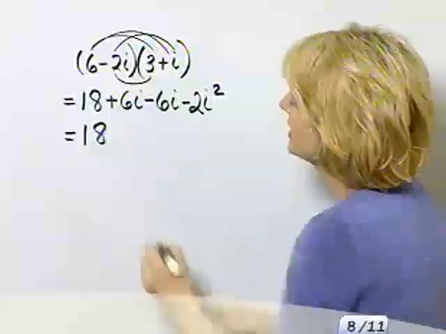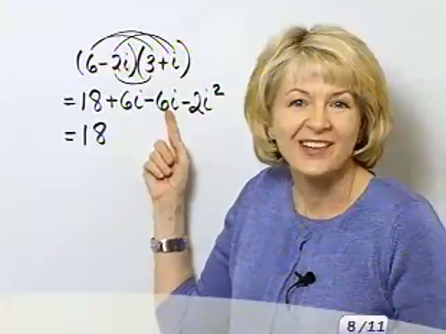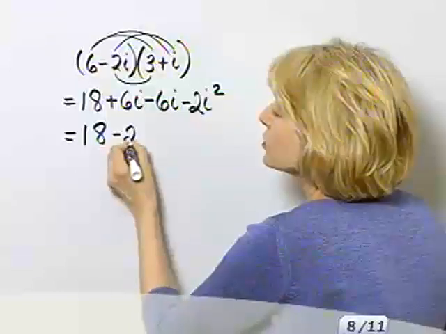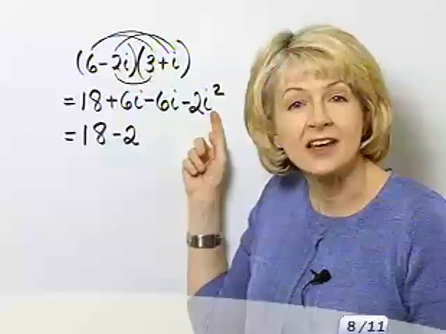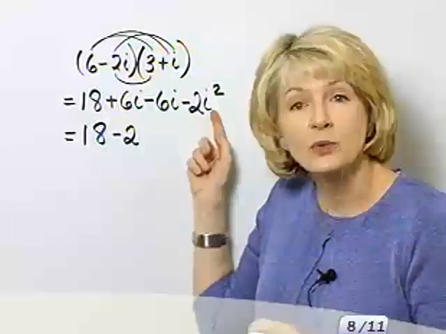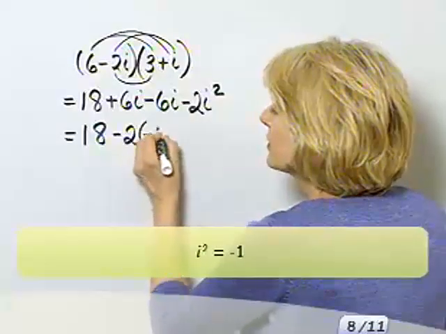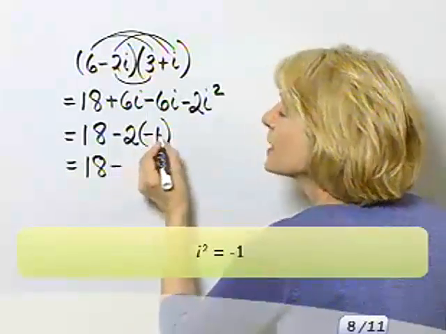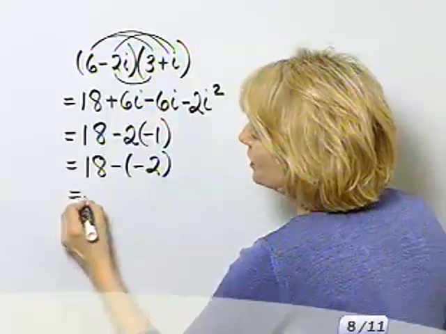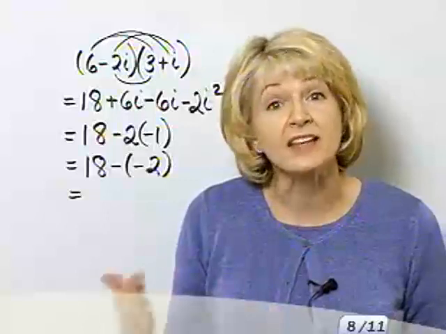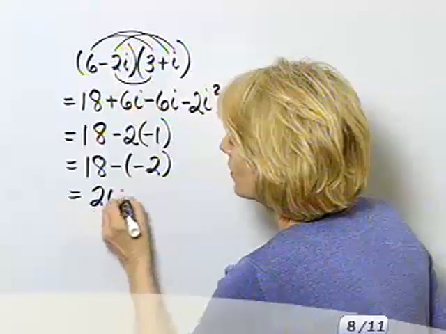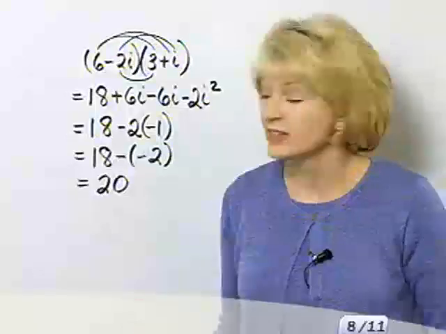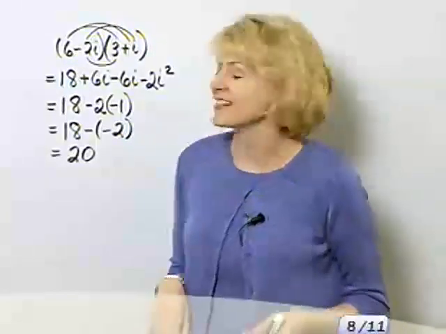So I have 18. These are like terms. Not only are they like terms, but they subtract out. So those two terms are gone. Minus 2 times, what do we write instead of i squared? i squared equals negative 1. So I write negative 1. So this is 18 minus 2 times negative 1 is negative 2. And what is 18 minus a negative 2? That's 18 plus 2, or 20. We multiplied these two complex numbers, and we just happened to get the real number 20.